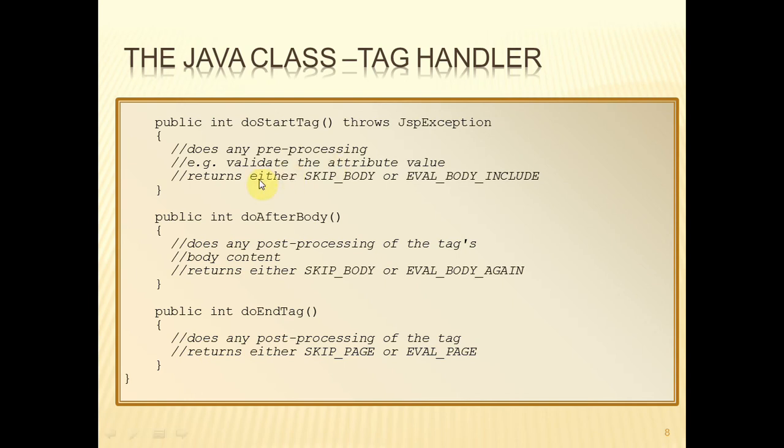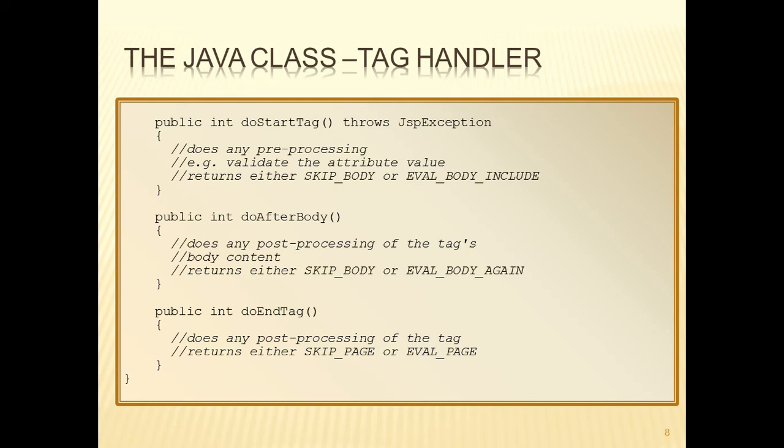In this example, there is no body to process, so it's not going to call doAfterBody, but will straight away call doEndTag. But if there is a body and you evaluate it, then doAfterBody will be called after the tag body has been evaluated. I'll show you an example of that in a few minutes so that you can get the idea of how this all hangs together. This is where you would do any post-processing of the tag's body content. And again, you'll either SKIP_BODY or return EVAL_BODY_AGAIN. EVAL_BODY_AGAIN will essentially set up an iterative execution of the tag body.